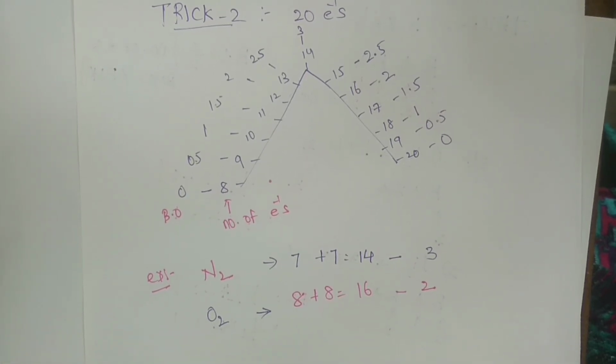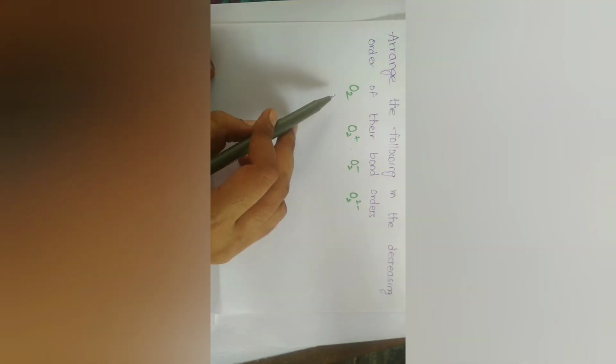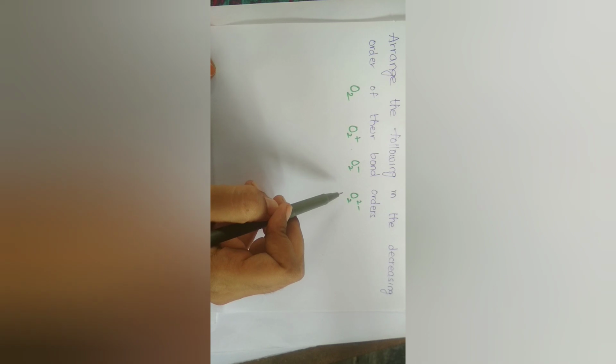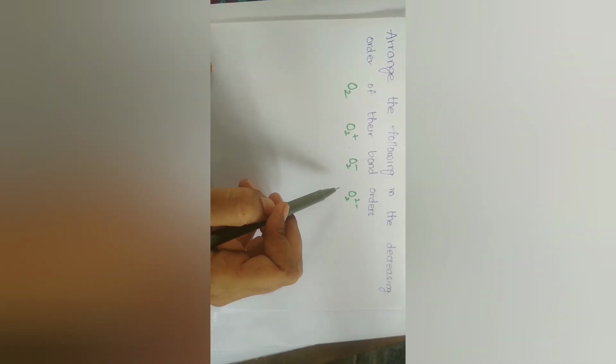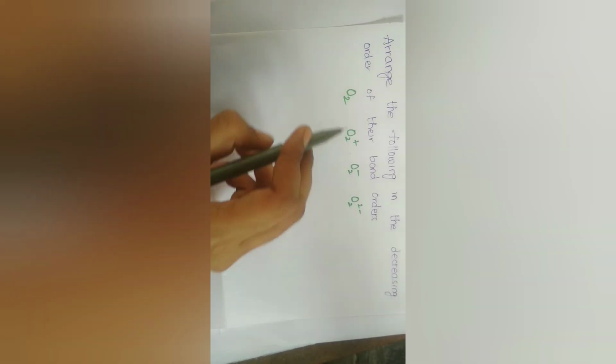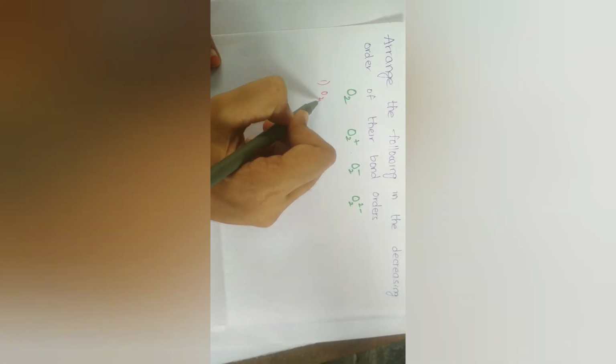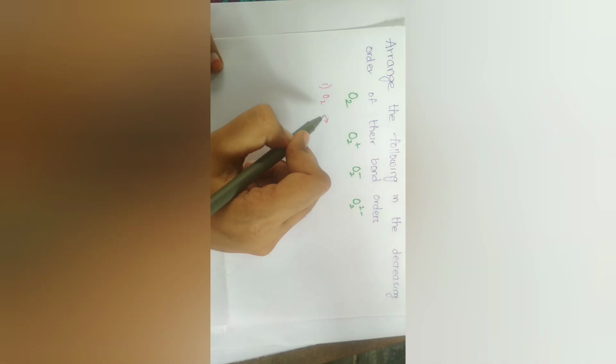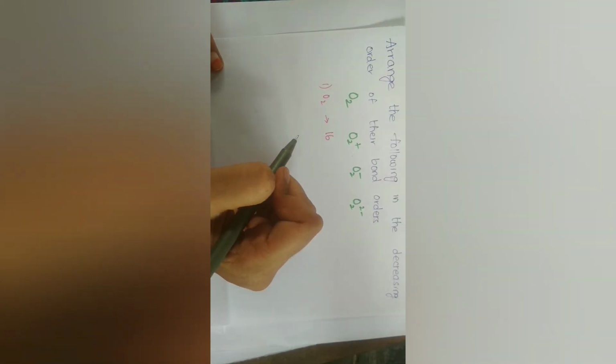So consider one example. This question: arrange the following in the decreasing order of their bond orders. We have to arrange all these examples, that is O2, O2 plus, O2 minus and O2 2 minus, in decreasing order. So first we will calculate the bond order. First molecule O2, already we calculated. For one oxygen 8, so 2 oxygens are there, that is 16.